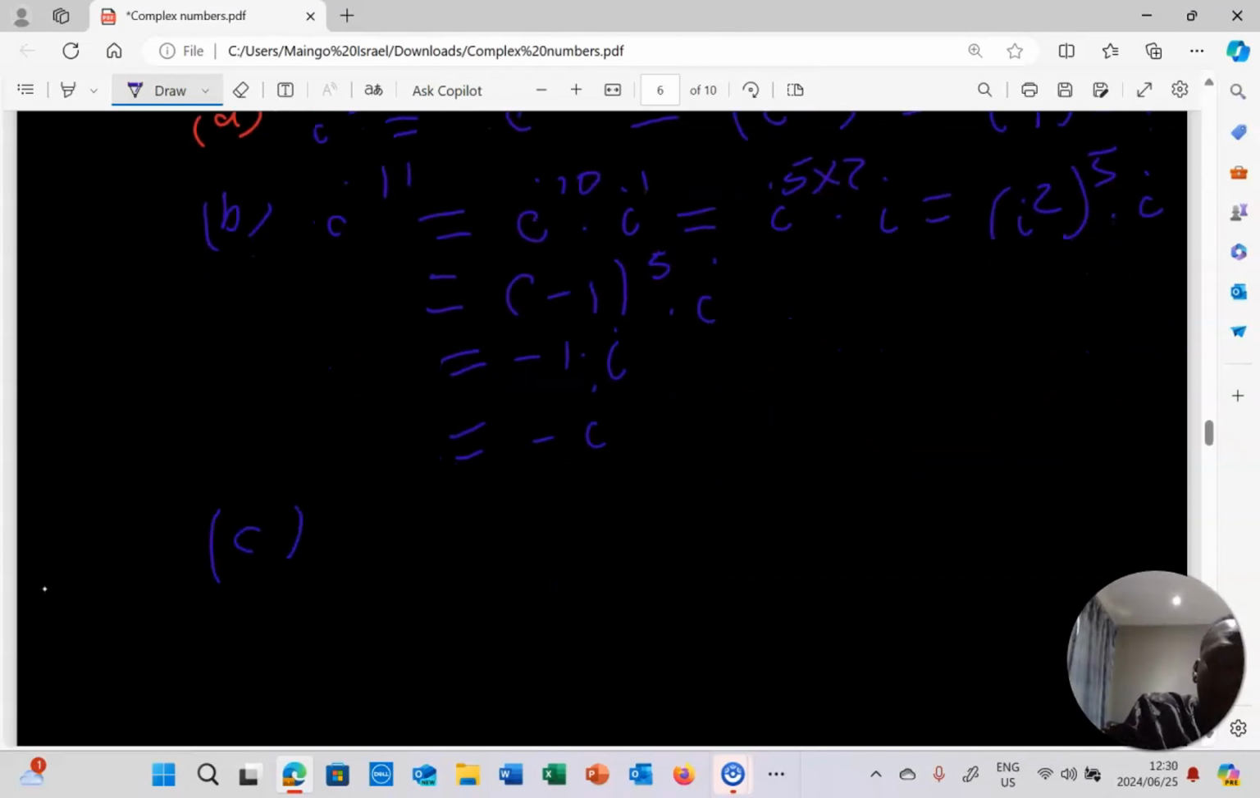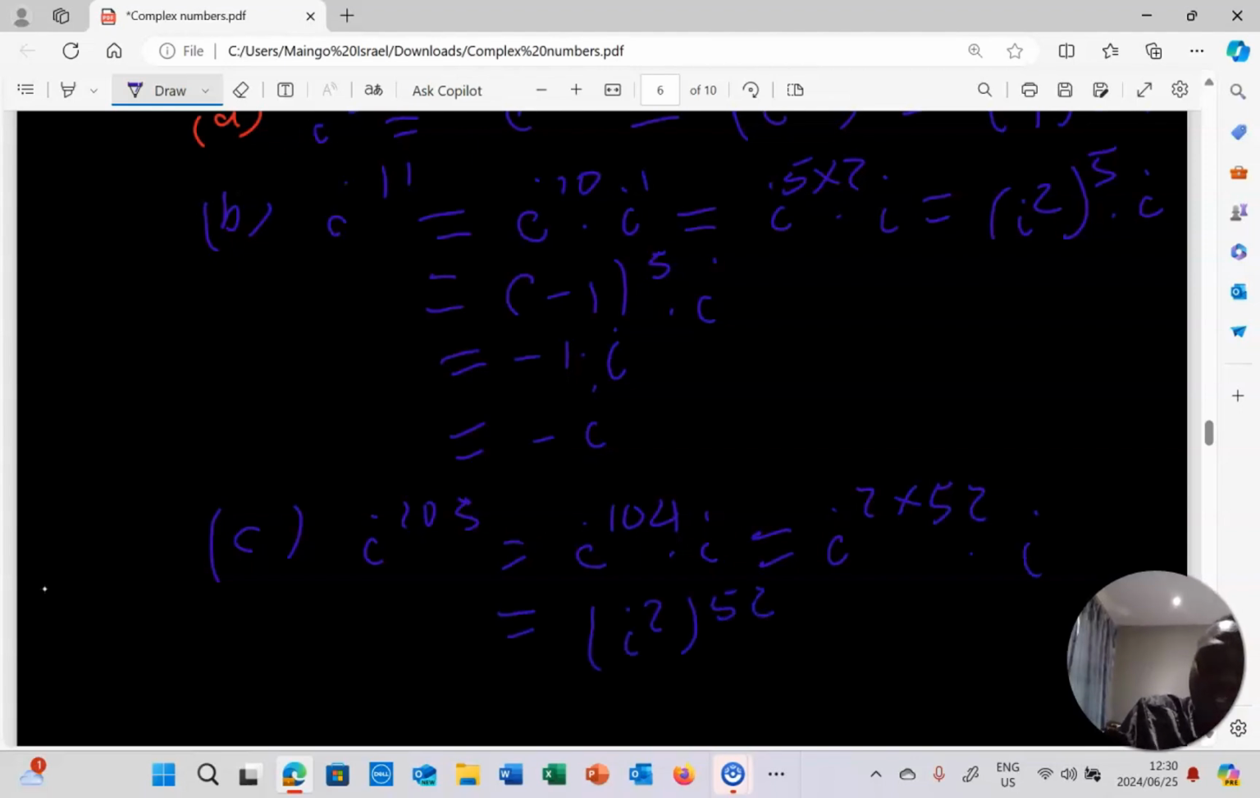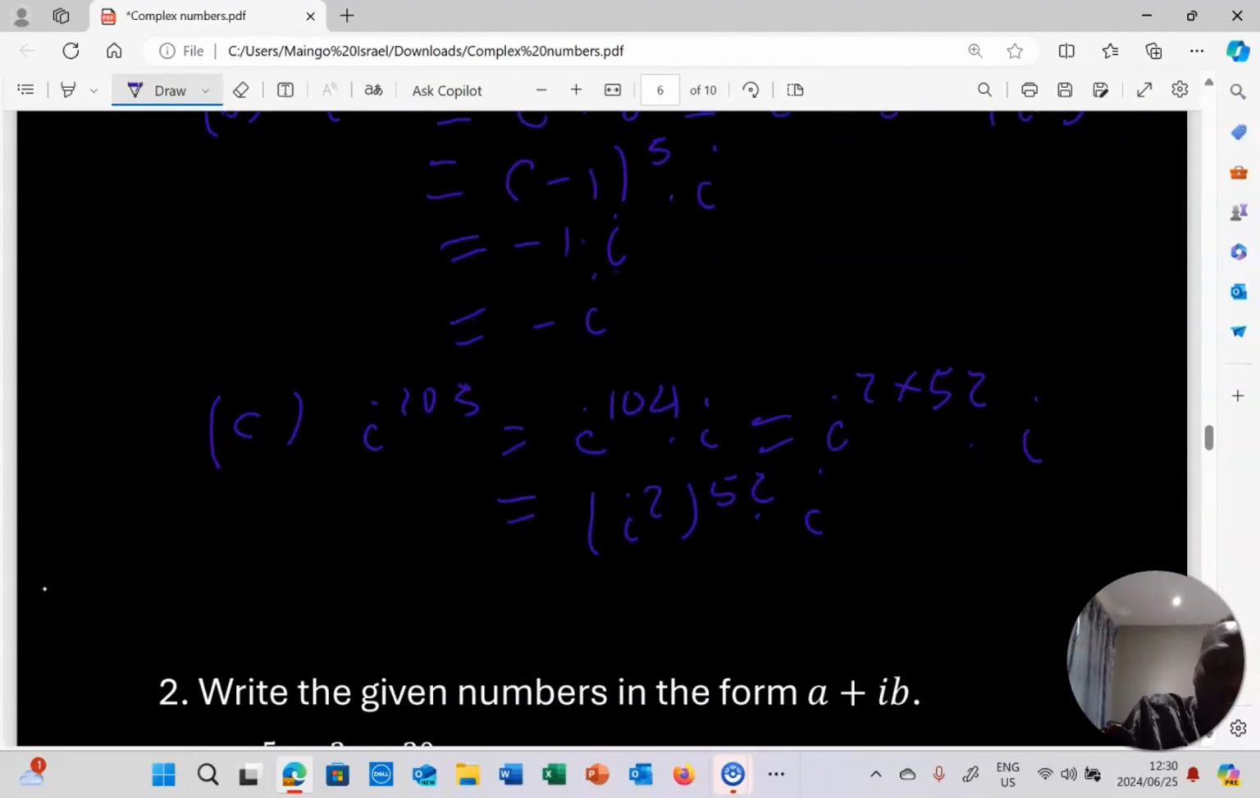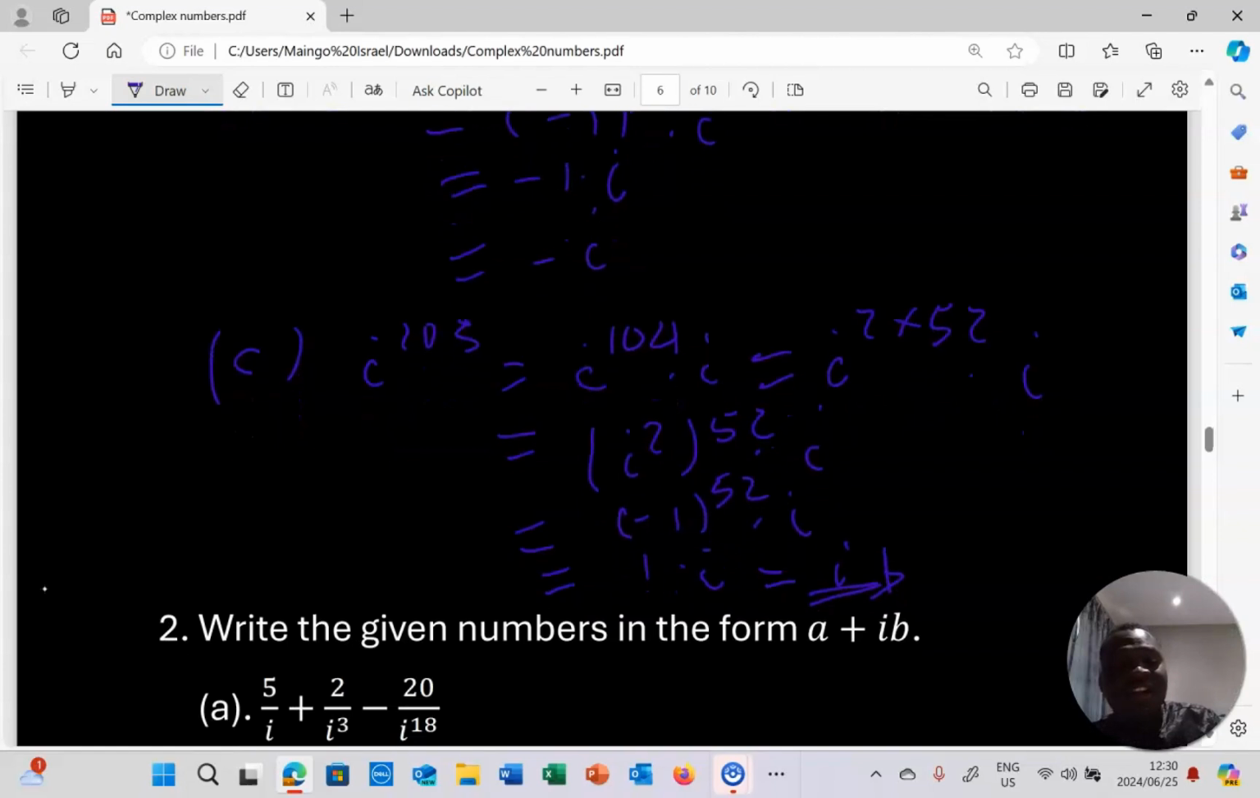So number C, I to the power 105. This can be written as I to the power 104 times I. The factors of 104 are 2 times 52, so this can be written as I to the power 2, all to the power 52, times I. We are familiar with the fact that I to the power 2 is just minus 1, so this is minus 1 to the power 52 times I. But 52 is an even number, so this will appear as 1 times I, which is just I. Thus this is the final answer. This is just I.